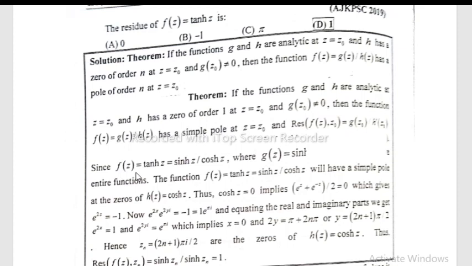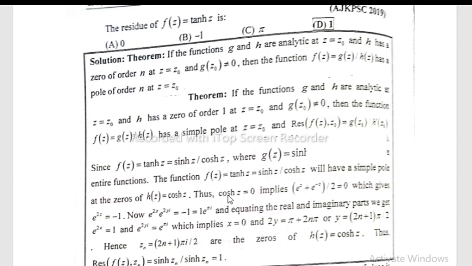Since f of z is equal to tan hyperbolic z, tan hyperbolic z can also be written in the form of sin hyperbolic z divided by cos hyperbolic z, where g of z is equal to sin hyperbolic z, an entire function. The function f of z is equal to tan hyperbolic z is equal to sin hyperbolic z divided by cos hyperbolic z will have a simple pole at the zero of h of z is equal to cos hyperbolic z.